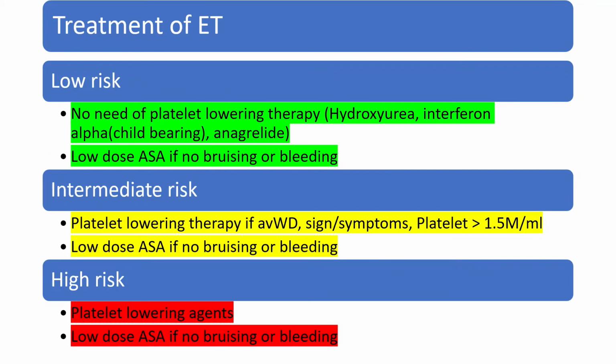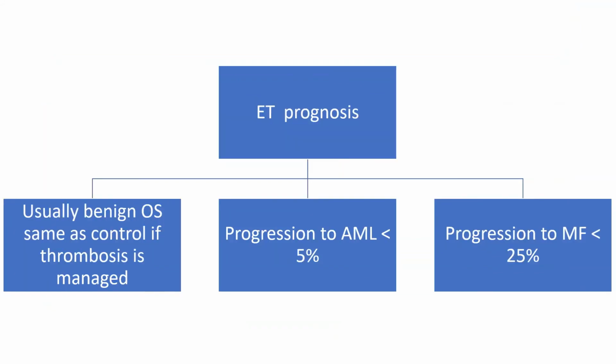Treatment-wise, for low risk, there is no need for platelet-lowering therapy, just low-dose aspirin if there is no increased risk of bleeding. For those with high risk, platelet-lowering agents and low-dose aspirin, same as the low-risk ones, if there is no increased risk of bleeding. Prognosis-wise, in general, the overall survival is the same as the general population when we manage and prevent thrombosis, with progression to AML in less than 5% of patients, and progression to myelofibrosis in less than 25% of patients. In general, ET has an overall good prognosis.